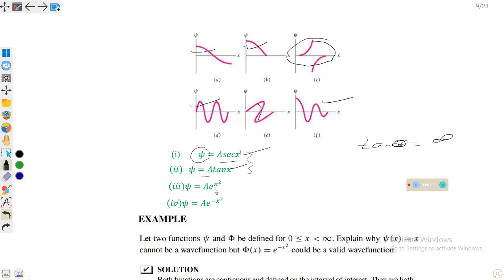And similarly psi is equal to exponential x square. If we integrate this between minus infinity and infinity, psi mod square, it will give infinity. So I will say that it is not a square integrable function. But this other function gives some positive finite value, so it is a square integrable wave function, and it satisfies all the properties of a wave function.